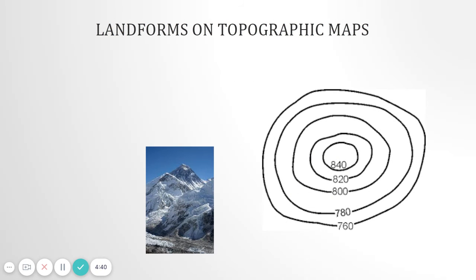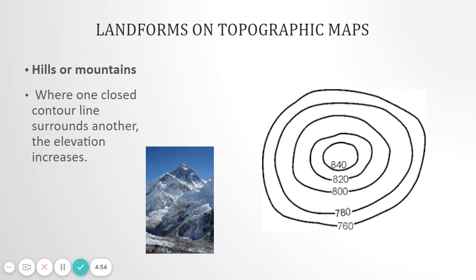So now that we kind of understand how to figure out if something is steep or not steep, we can look at different landforms on topographic maps. The first kind of landform I want to look at are hills or mountains. And I'm only going to go over the ones that come up the most frequently. I just want you to recognize what a hill looks like. So you have one closed contour line surrounding another. So you have concentric circles right here. The elevation is increasing. This is what a hill or a mountain would look like. So you have the lowest elevation here on the outside, and then as you go towards the middle, you have the highest elevation. So this would be like a big hill.